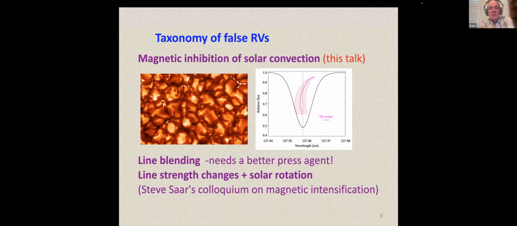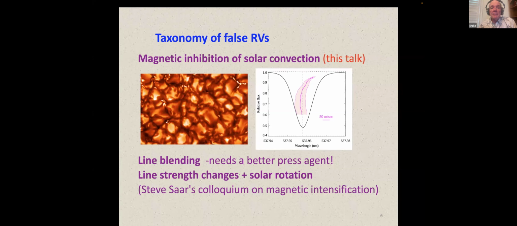Then going up a little further, there's line blending. Line blending needs a better press agent. It isn't very often discussed, but when the temperature in the photosphere of the star changes, due to magnetic regions, like the umbra of sunspots, which can be thousands of Kelvin cooler than the photosphere, that will cause the spectrum to change, and low excitation lines can blend with the usual photospheric spectrum, and those line blendings can cause a radial velocity effect.